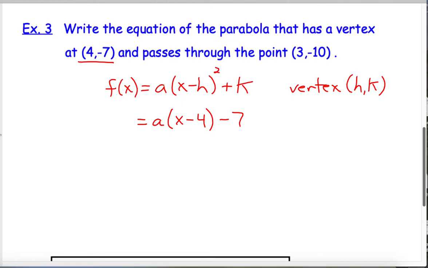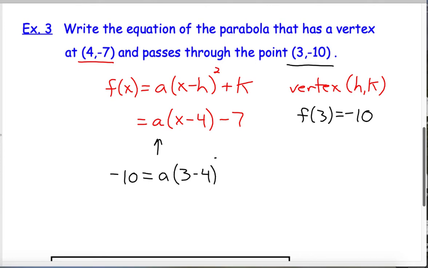Now the only thing I still don't know, though, is what number goes in front of the parentheses. But they gave me some other information. They said the point 3, negative 10 is on this parabola. That means that f of 3 should equal negative 10. So I'm going to use that to figure out what a is. So I'm going to plug in negative 10 for f of x, or for y, and then a, and I'm going to plug in 3 for the x, minus 4 squared minus 7.